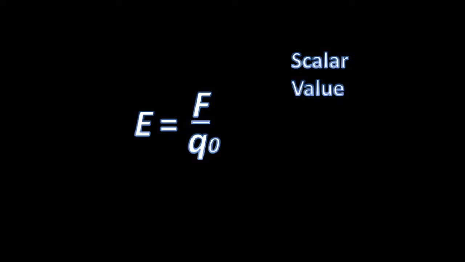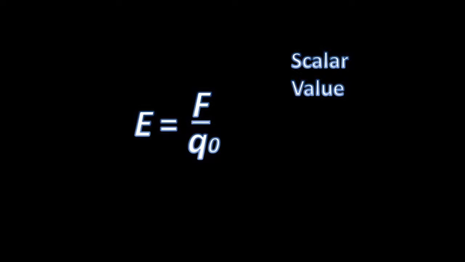The electric field is a vector because it has a magnitude and a direction. You can calculate it by using this formula. E is equal to F over Q. E is equal to electric field magnitude, F is electric force between two charges, and Q is test charge.